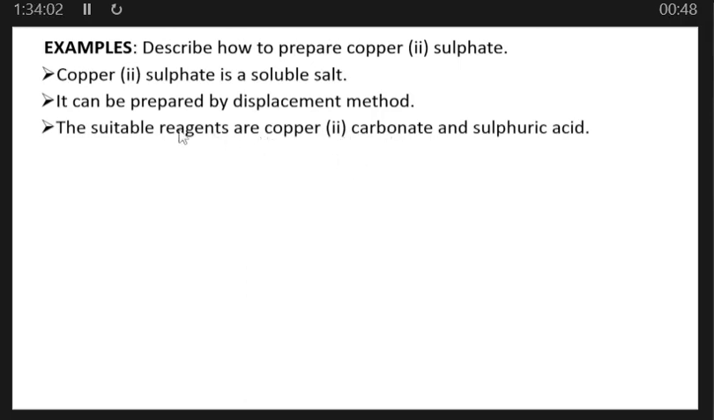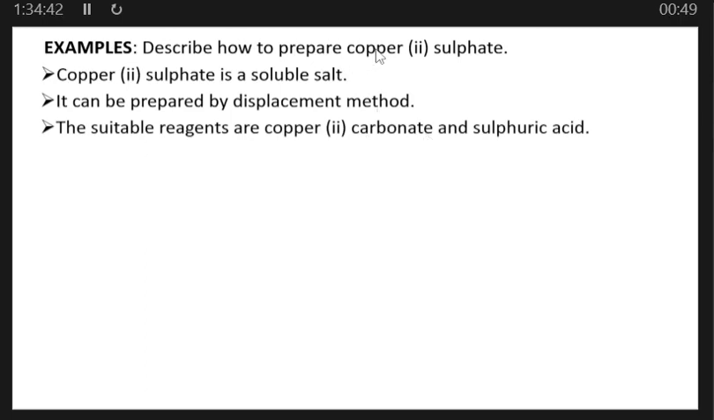Because remember, under displacement method, if you go back, we said 3 ways are available for preparing a salt: either the metal itself and the acid, or the acid and the insoluble carbonate, or the acid and the insoluble base. That's what we said under precipitation, or displacement. So copper 2 sulfate here now can be prepared by displacement, and the suitable reagents can be copper 2 carbonate.